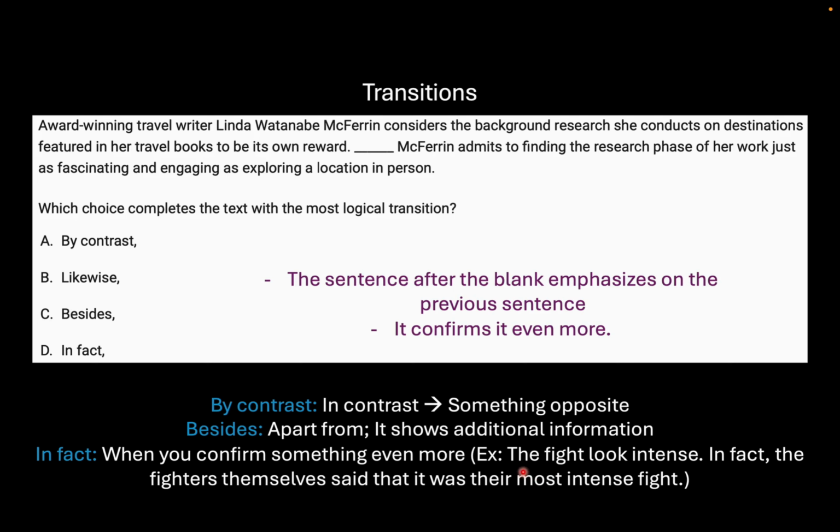For example, the fight looks intense. In fact, the fighters themselves said that was their most intense fight, so it confirmed it even more. And we can see that the same thing is applied here. The sentence after the blank emphasizes the previous sentence, and it confirms it even more. So this means that choice D is correct.